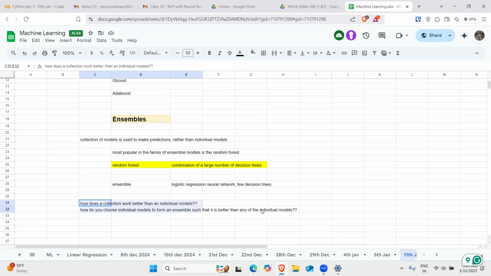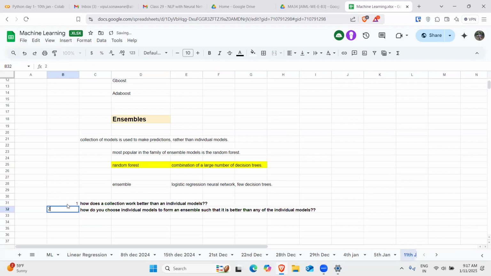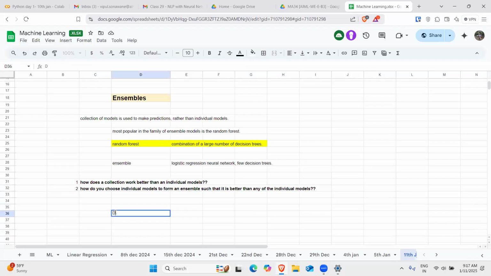So these are the two questions. We'll be having answers to these now. Question number one, question number two. So we have a concept of diversity and acceptability. Nothing special.